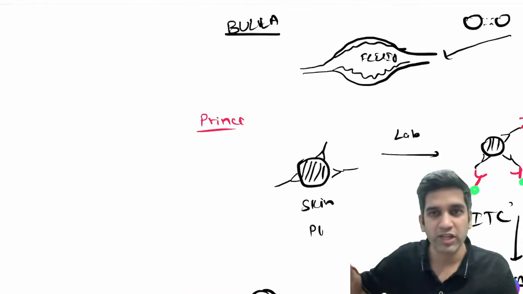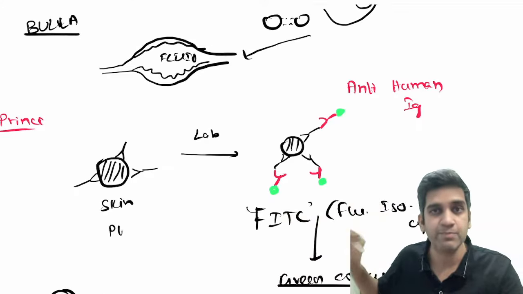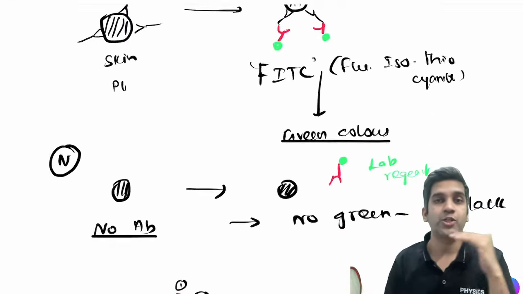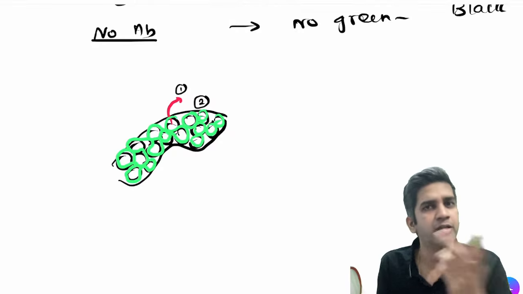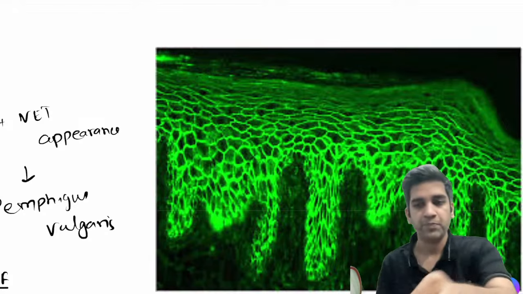And the principle is simple. I have an antibody in the disease. I add anti-human antibodies along with a dye. This dye is important. FITC can come in an exam. That gives the green color. So if there is no antibody, no dye, there is no green color. And we took an example of your skin, Pemphigus vulgaris. It looks like this in a biopsy, called the fish net appearance, right? Okay, that's all for today.